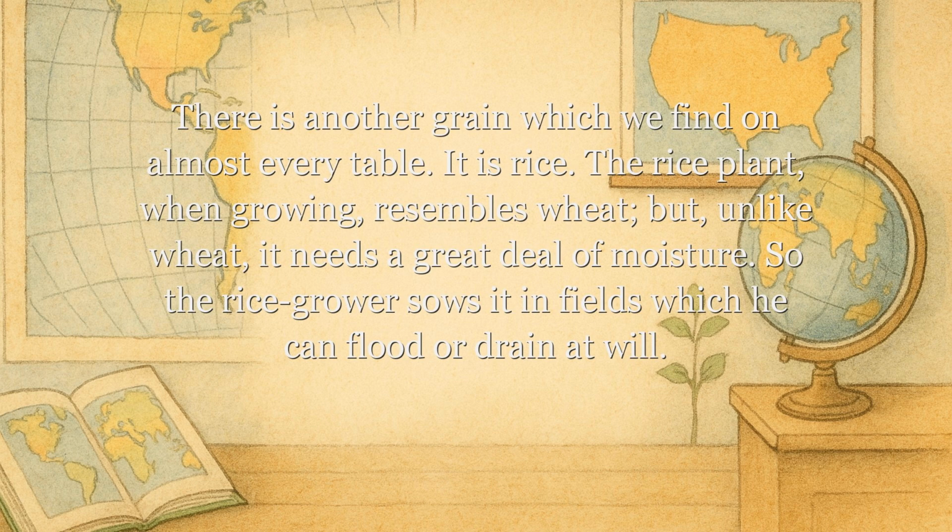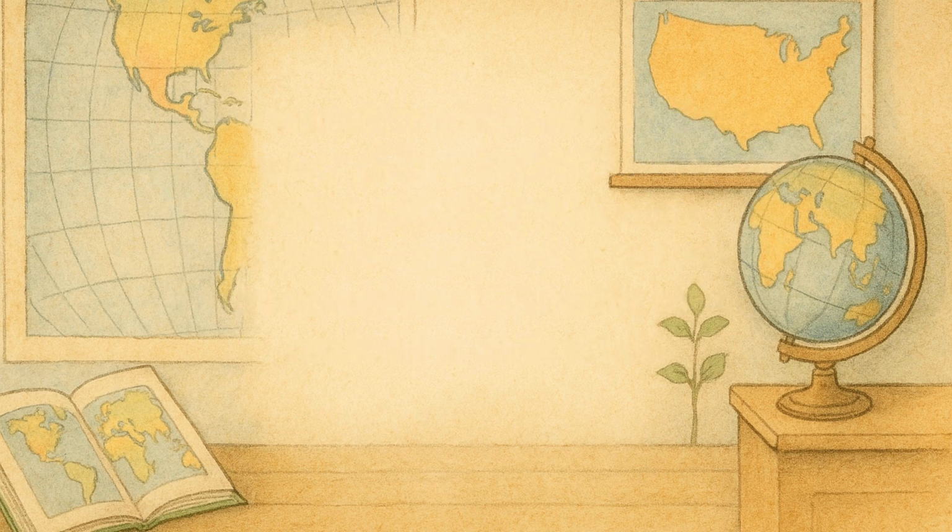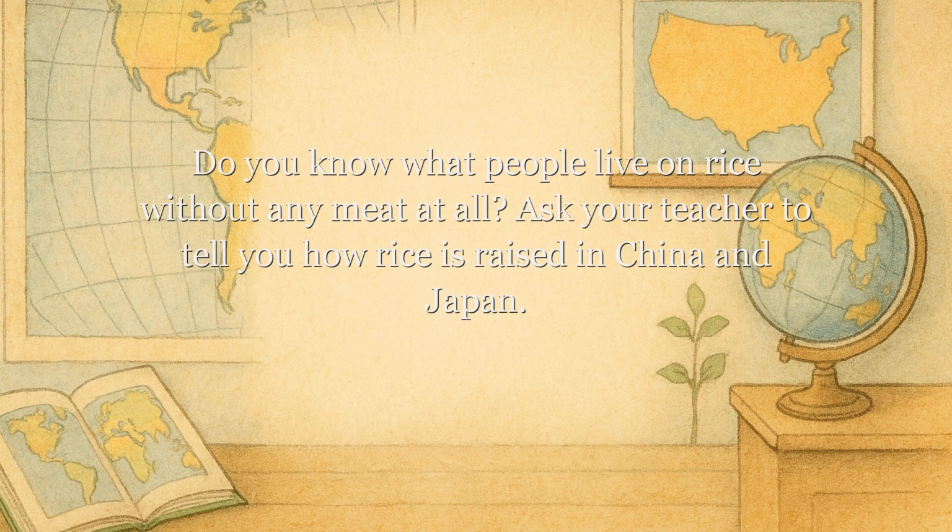There is another grain which we find on almost every table. It is rice. The rice plant, when growing, resembles wheat, but unlike wheat, it needs a great deal of moisture. So the rice grower sows it in fields which he can flood or drain at will. Do you know what people live on rice without any meat at all? Ask your teacher to tell you how rice is raised in China and Japan.